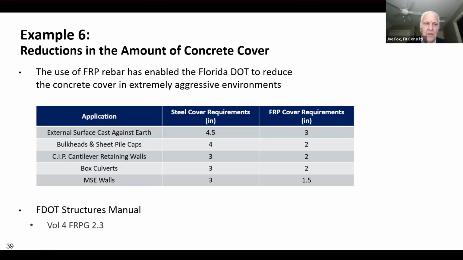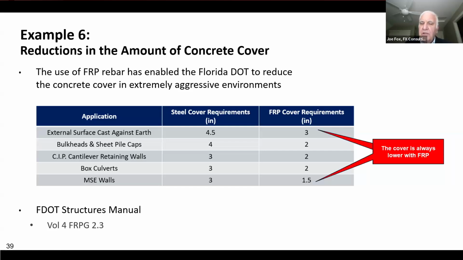Let's go to another example. These are reductions in the amount of concrete cover, and I'm actually going to give two sub-examples here. The use of FRP rebar has enabled the Florida DOT to reduce the concrete cover in extremely aggressive environments. They are dealing with the Atlantic Ocean, they're dealing with the Gulf of Mexico, a lot of seawater. And this is a table of data from their structures manual, where they're comparing the steel cover requirements in inches to the FRP requirements in inches. And if you compare the two columns, the cover is always lower with FRP.